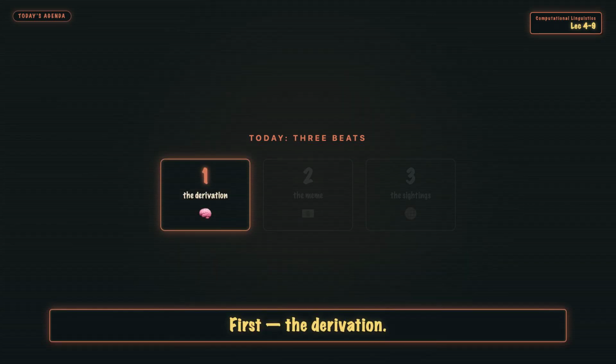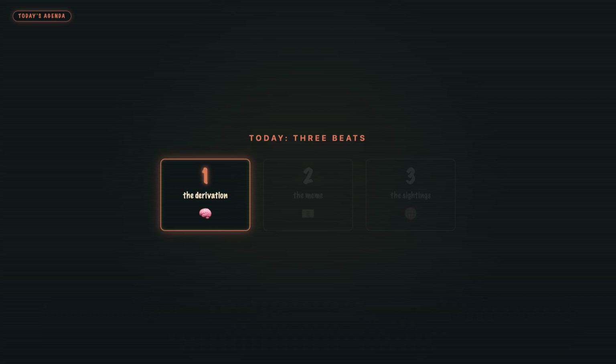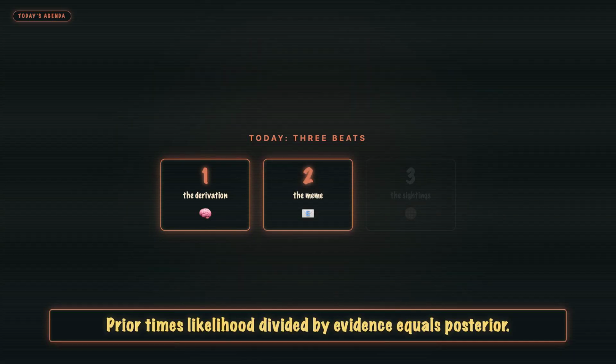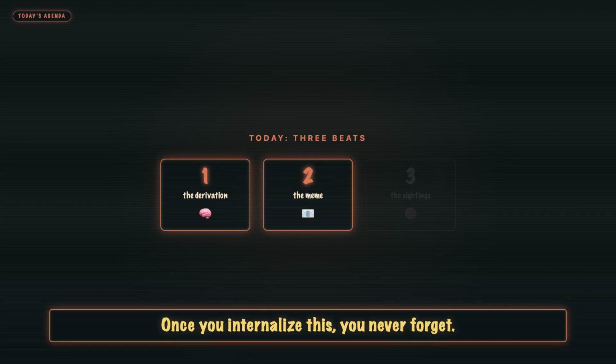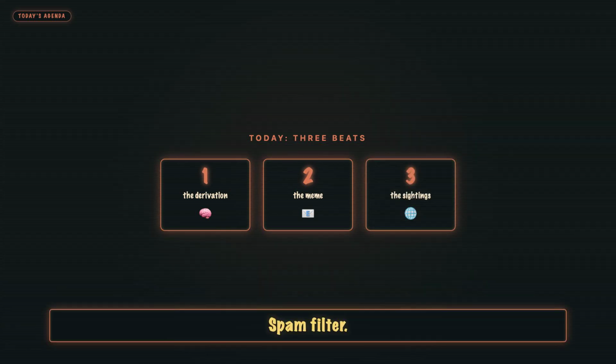First, the derivation. 2 lines of conditional probability. That's where Bayes' rule comes from. No hand-waving. Second, the meme. Prior times likelihood divided by evidence equals posterior. Once you internalize this, you never forget. Third, the sightings. Spam filter, speech recognition, statistical machine translation. Same rule in different clothing.